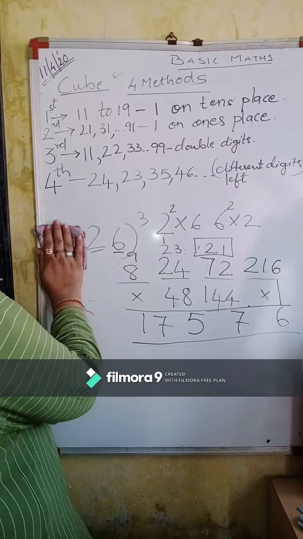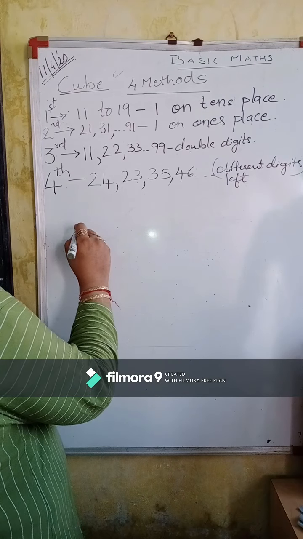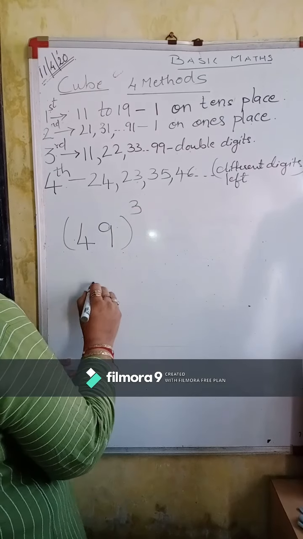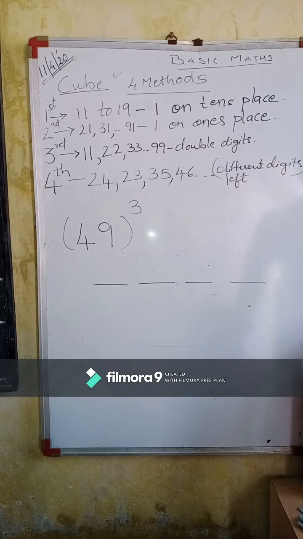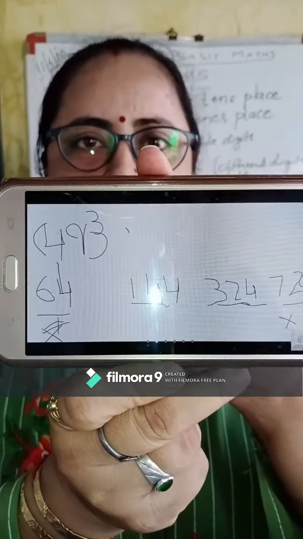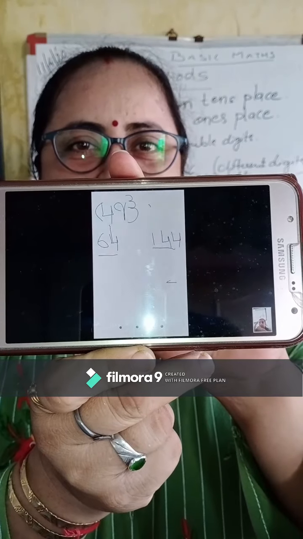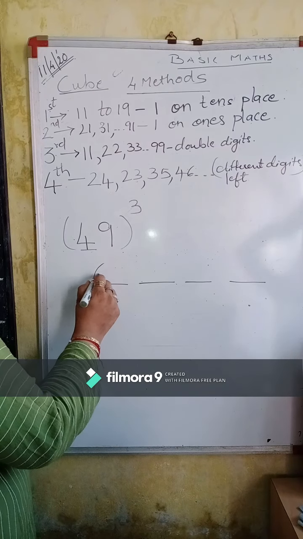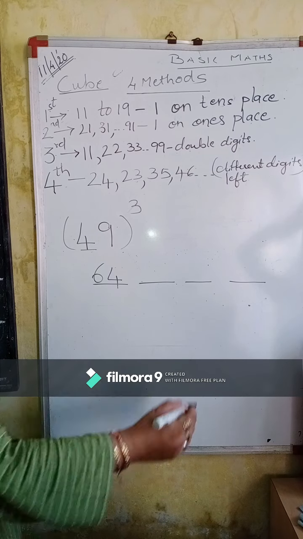Next one. We'll do little bigger number. 49 cube. Come on first. Who is giving me answer? Who wants to come on the screen? Cube of 4 is 64. Cube of 9 is 729.